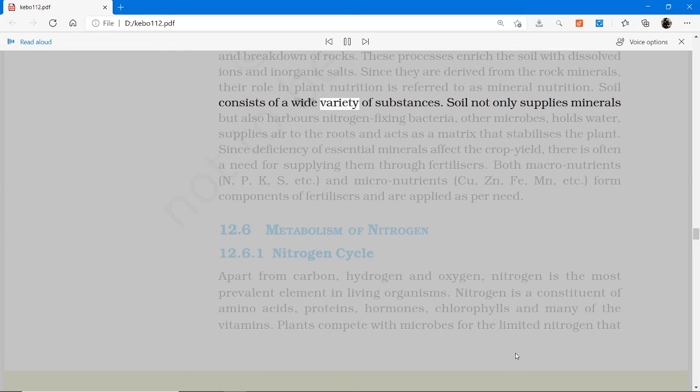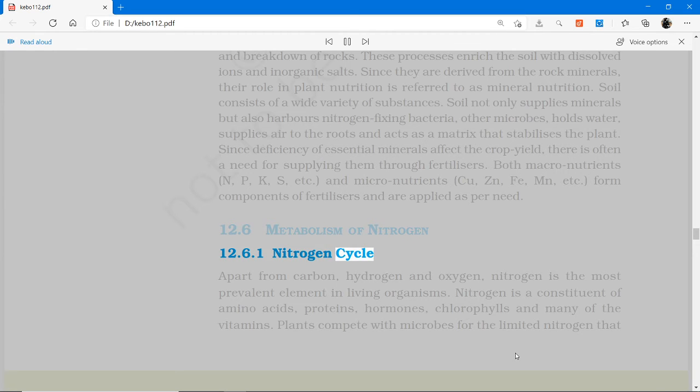Soil consists of a wide variety of substances. Soil not only supplies minerals but also harbors nitrogen-fixing bacteria, other microbes, holds water, supplies air to the roots and acts as a matrix that stabilizes the plant. Since deficiency of essential minerals affect the crop yield, there is often a need for supplying them through fertilizers. Both macronutrients, N, P, K, S, etc., and micronutrients, Cu, Zn, Fe, Mn, etc., form components of fertilizers and are applied as per need.